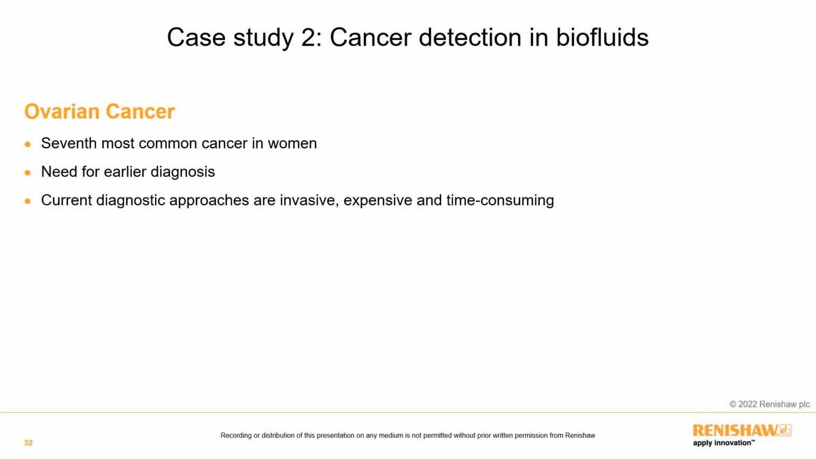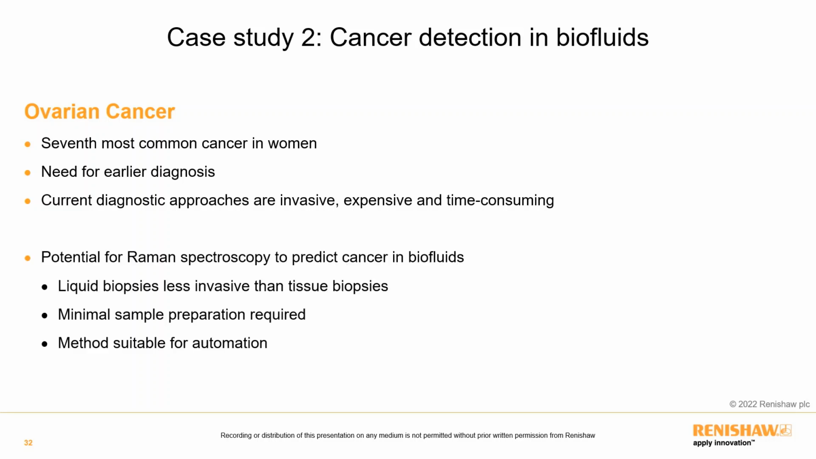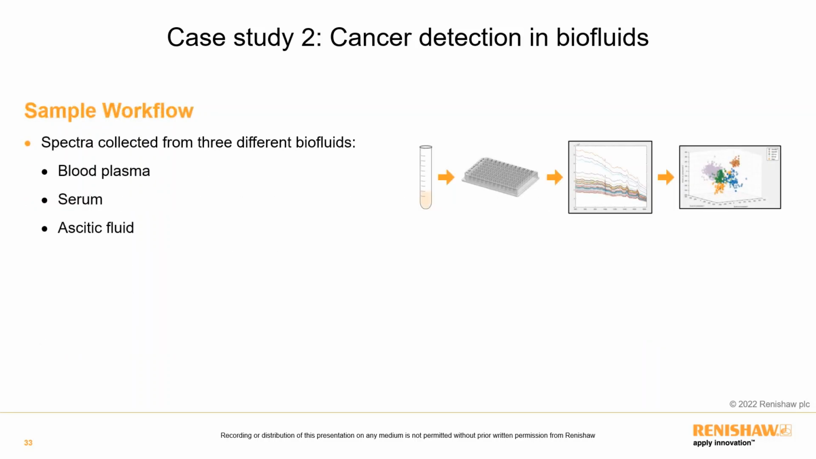Current diagnostic approaches to detect the disease include clinical examination, imaging techniques such as ultrasound or CT scans, measurements of antigen levels in serum, or analysis of tissue biopsies. However, each of these techniques are invasive, expensive, and time-consuming. An alternative approach may be to use Raman spectroscopy to analyse molecular markers in biofluids. Removal of a liquid biopsy from a patient is much less invasive than taking a tissue biopsy, and minimal preparation of the biofluid sample is required. Additionally, the nature of Raman analysis lends itself to automation of processes.